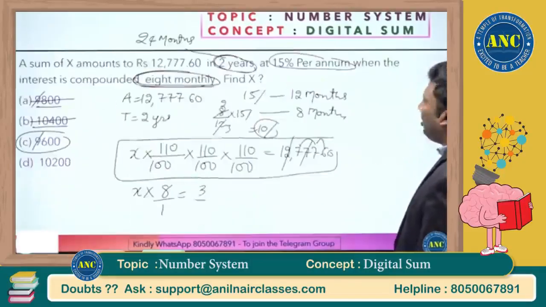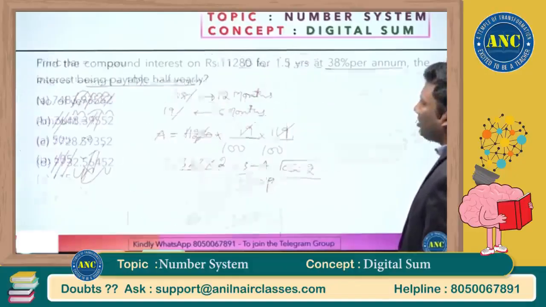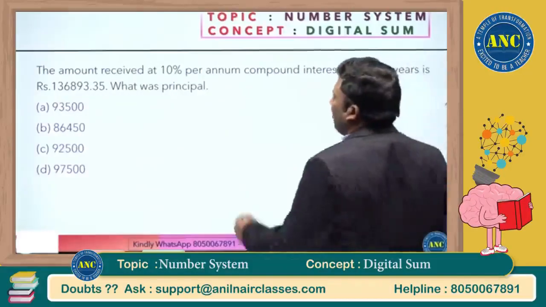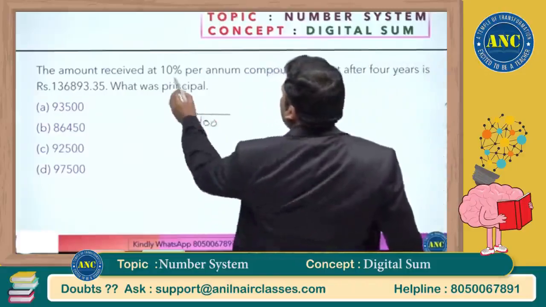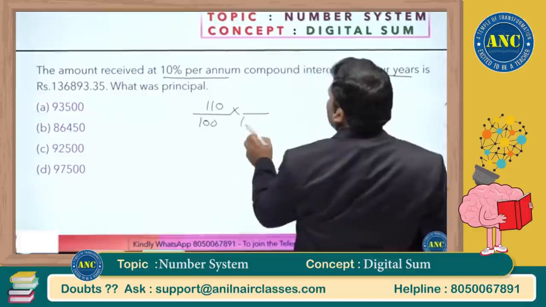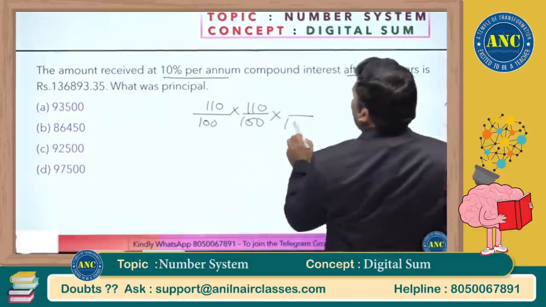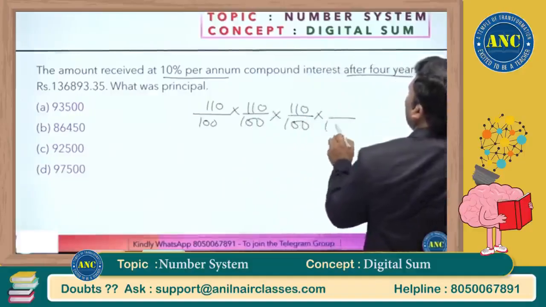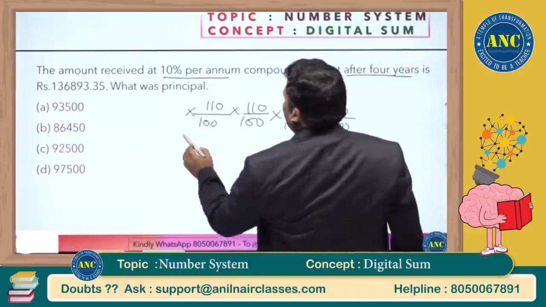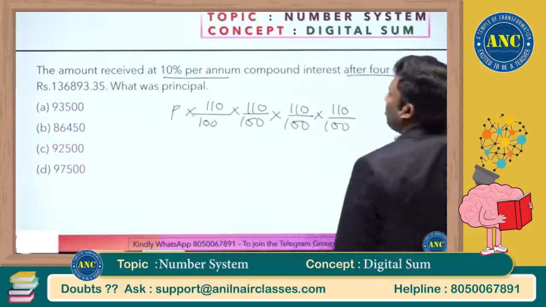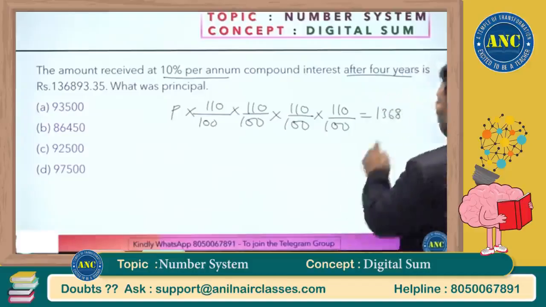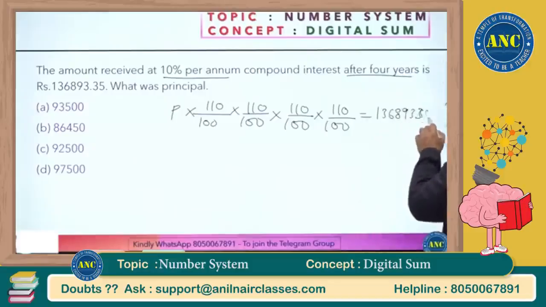All these examples are extremely important. The amount received at 10% per annum compounded after 4 years: on 100, 10 increase first year, on 100, 10 increase second year, on 100, 10 increase third year, on 100, 10 increase fourth year, into principal, it is the final amount. Final amount, how much is it? 136,893.35. I'm sure you can solve this question.